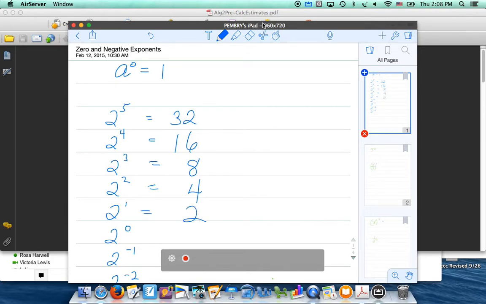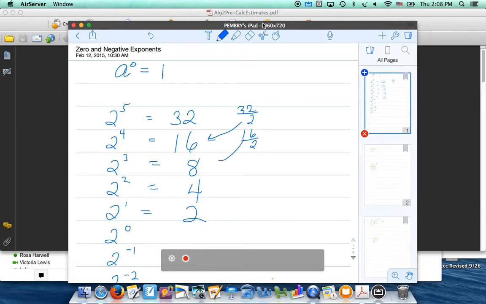Now let's step back a minute and look at the patterns. In the first column, the base 2 is the same. The exponent is decreasing by 1. And so the next one logically would be 2 to the 0 power. What's happening to the numbers that are in the answer column? Well, you might be able to see that each number is being divided by 2 to get the next number.